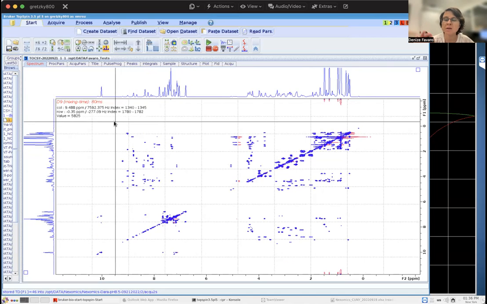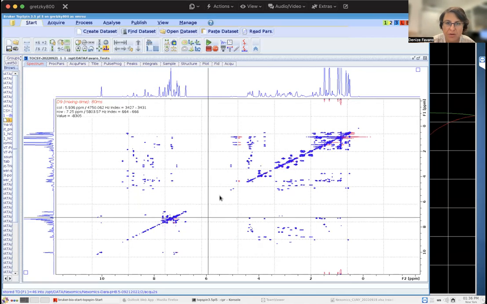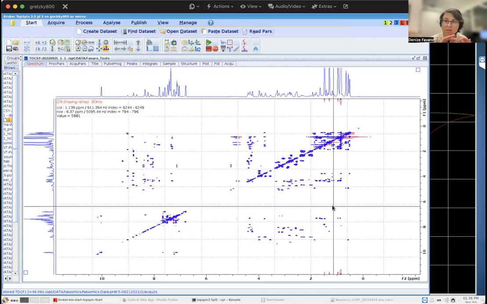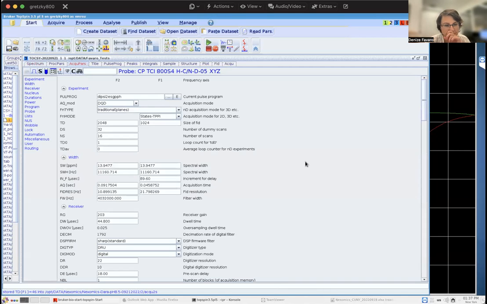Another important thing, I don't know if you observed, is that the information I have on this side is the same information that I have on the other side. So this is a symmetrical experiment. If I look here, for example, I see this is my pulse sequence.